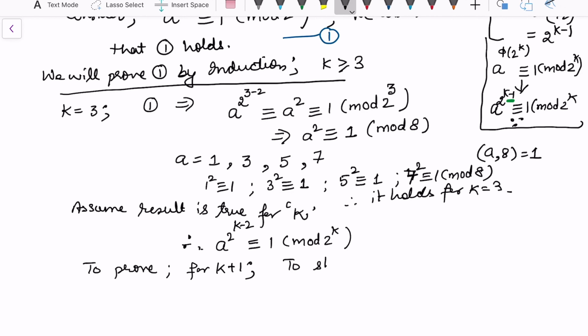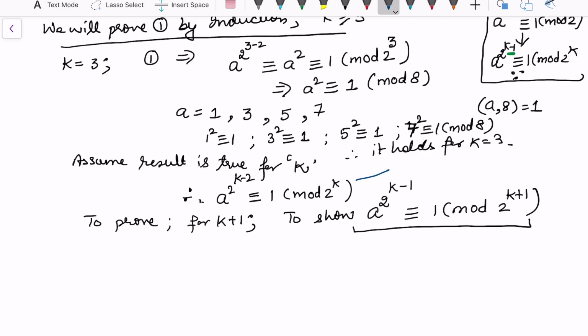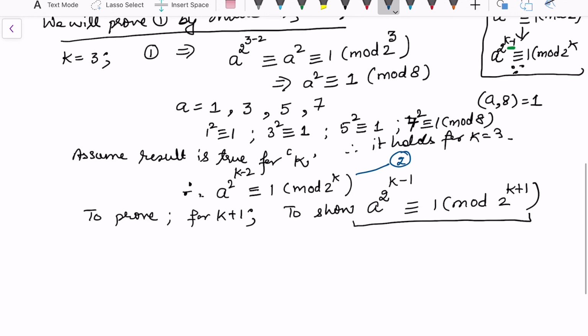This means what we want to show is a to the power 2 to the power k. If I replace k by k plus 1, this quantity will become k minus 1. This is congruent to 1 modulo 2 to the power k plus 1. And we want to show that this congruence holds. Now let's start from the induction step. This is step number 2, the induction step.